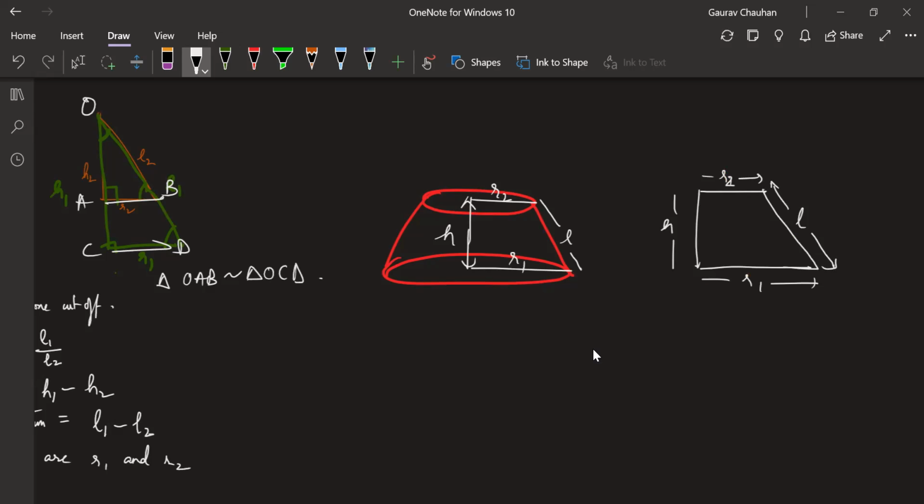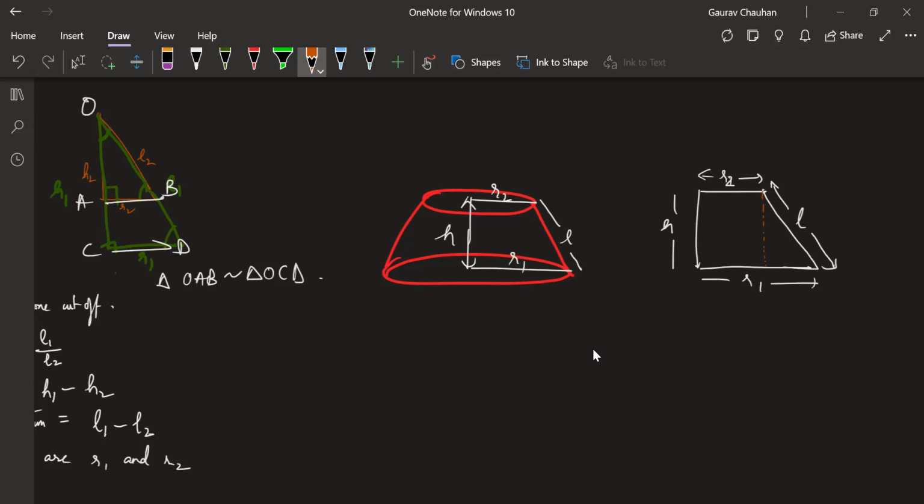Are you following? The interesting part is not just that it is a trapezium, because this and this are parallel, but also that this and this are 90 degrees. Because it's a right circular cone, and this was also a right circular cone, so I have cut this and this is also 90 degrees. Now I will take this triangle.